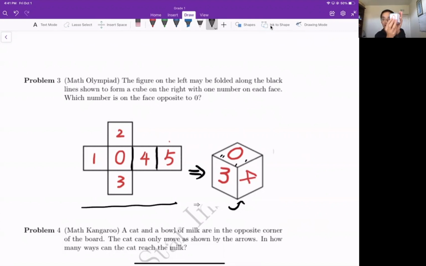Now this is 0. Which one is on the opposite? Let's look at the opposite. The opposite is 5. So 5 is the opposite of 0. This is how we form the cube. We fold it, it goes back, and this gives me a cube. So the answer is 5. So 5 is on the face that's opposite to 0.